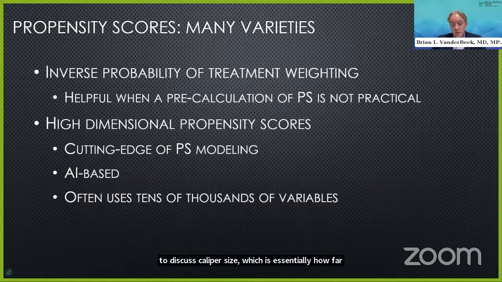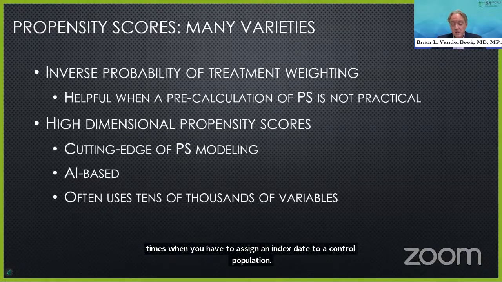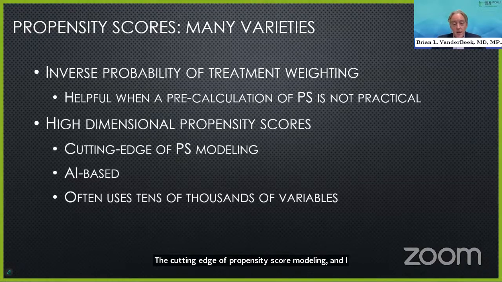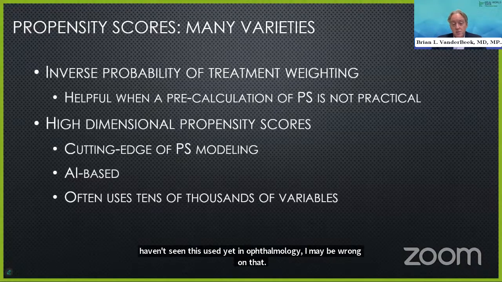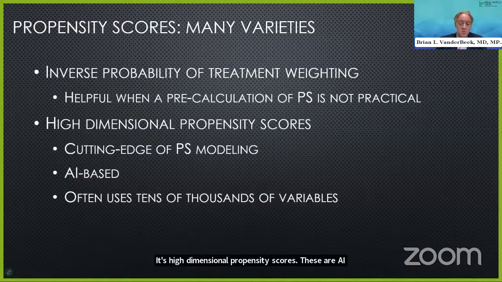Also, you can use inverse probability of treatment weighting. This is helpful when a pre-calculation of a propensity score is not practical, like times when you have to assign an index date to a control population. The cutting edge of propensity score modeling, and I haven't seen this used yet in ophthalmology, I may be wrong on that, is high dimensional propensity scores. These are AI-based and often use tens of thousands of variables to create the propensity score.